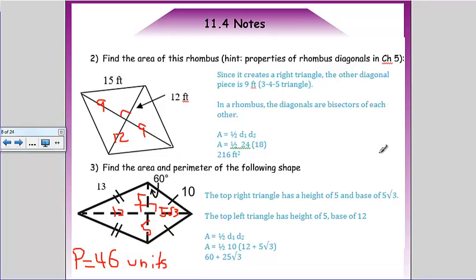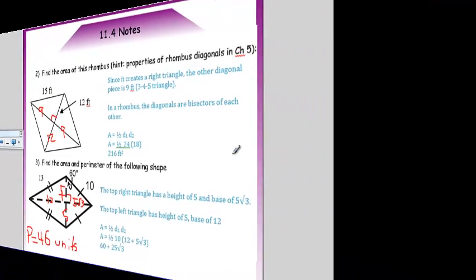Well, that one was a little more challenging, but that's all we have for 11.4, area of kites and related figures.